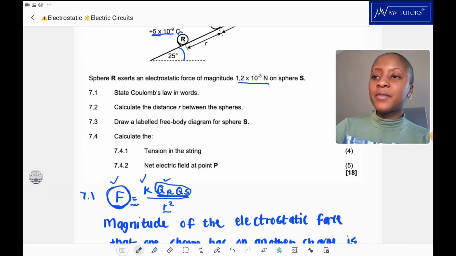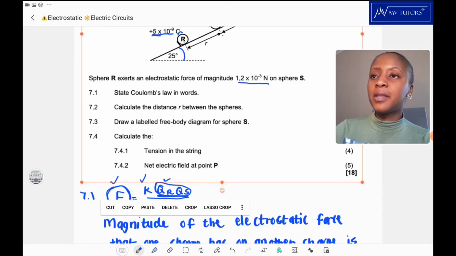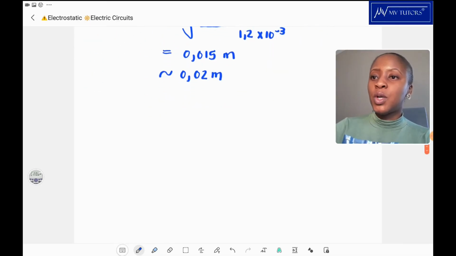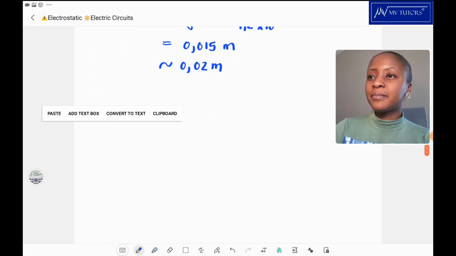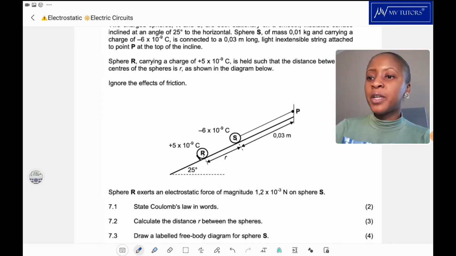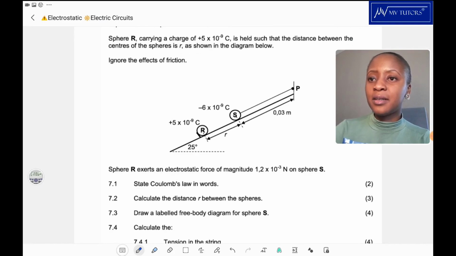Alright, and then 7.3, draw a labeled free body diagram of sphere S. I'm just going to copy this below so that we do not have to continue going up. Now we need to draw a free body diagram of sphere S. I'm going to attempt to do it on the sketch itself and then make it a bit clearer below.